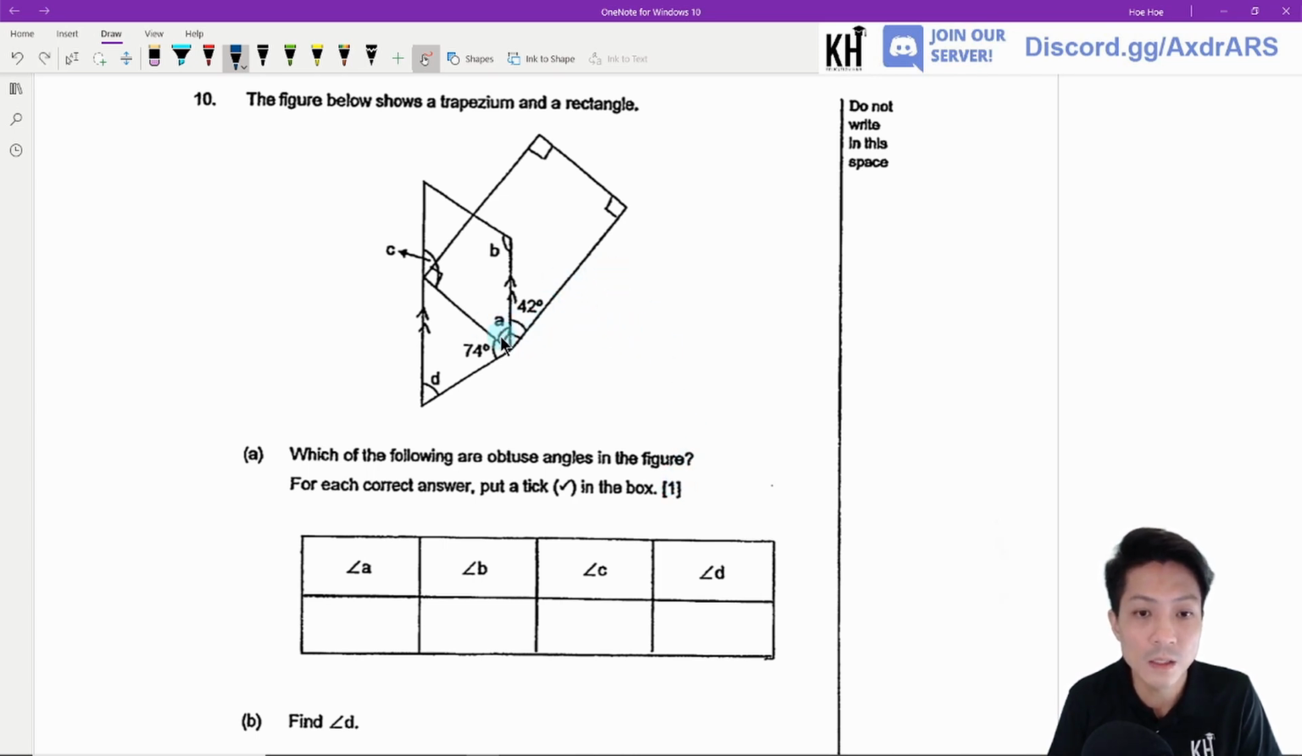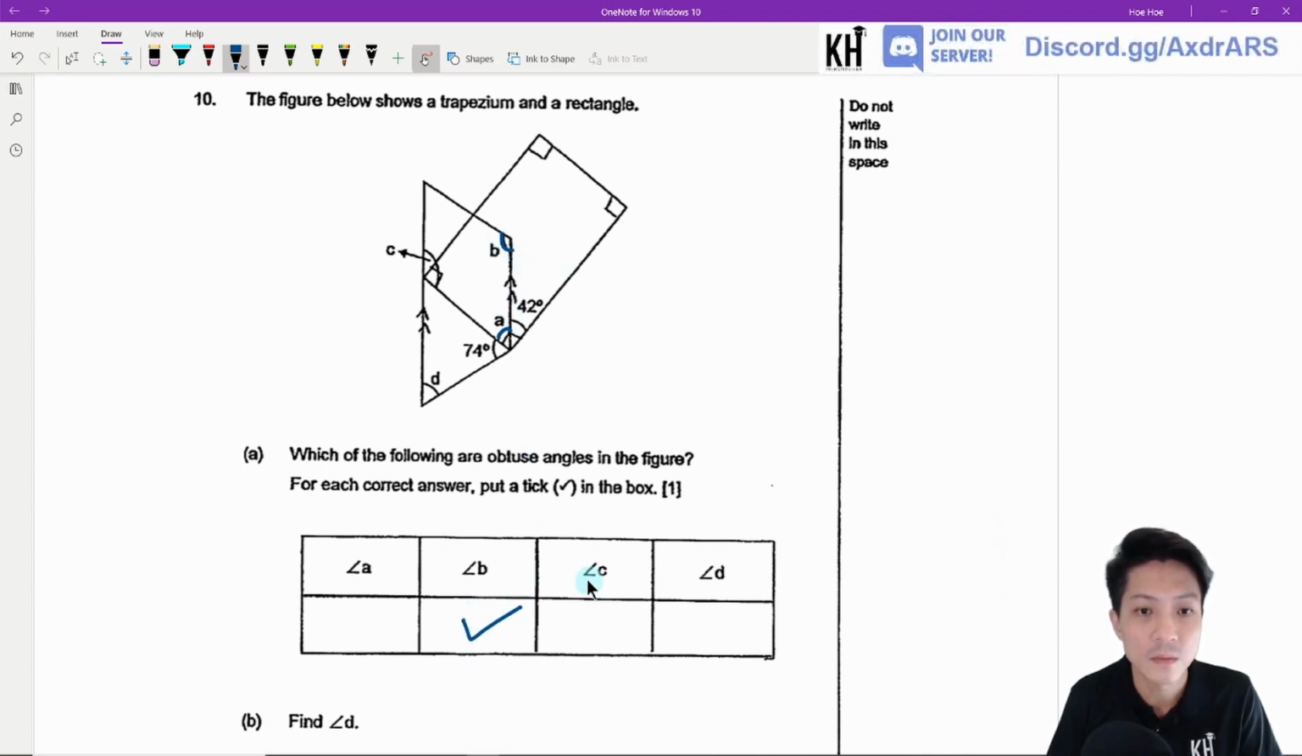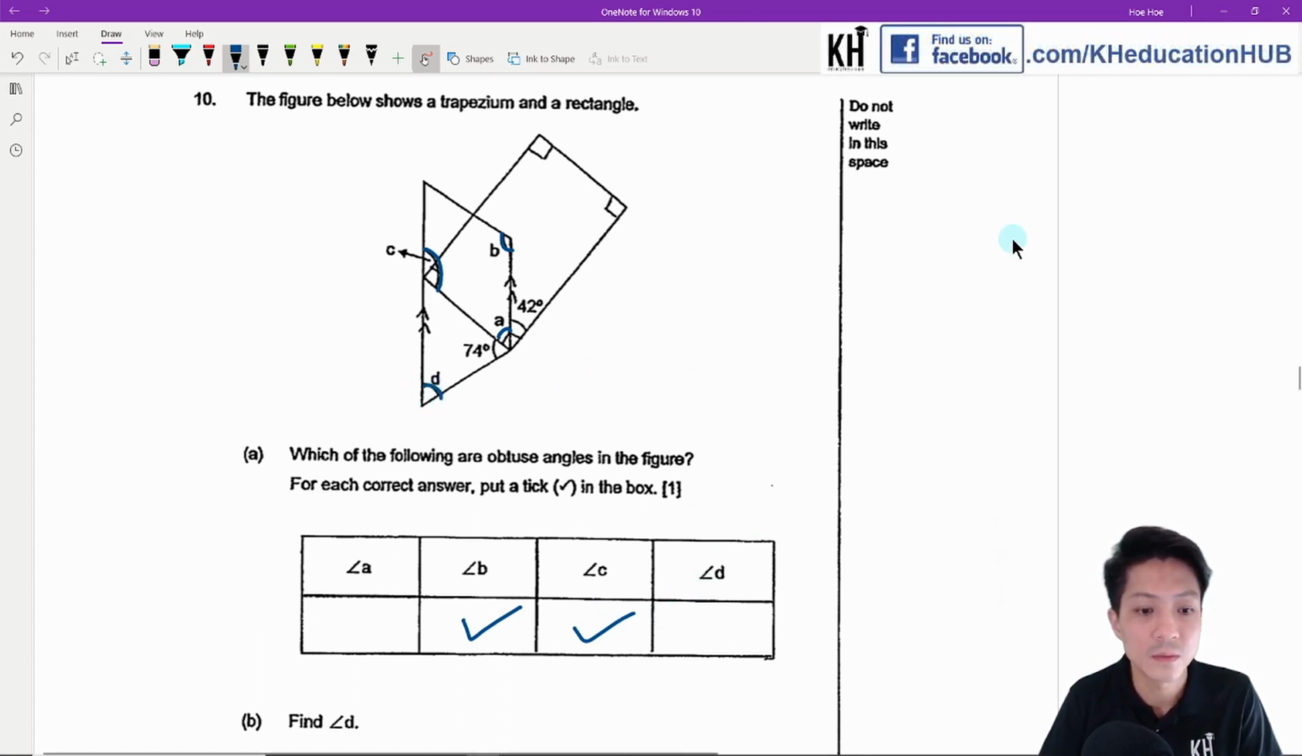Angle A is this, so it's not. Let me use... I cannot choose red. Angle B looks like it's obtuse. Angle C, I suppose, is this one, also obtuse. Okay, angle D is not. Angle D is acute.